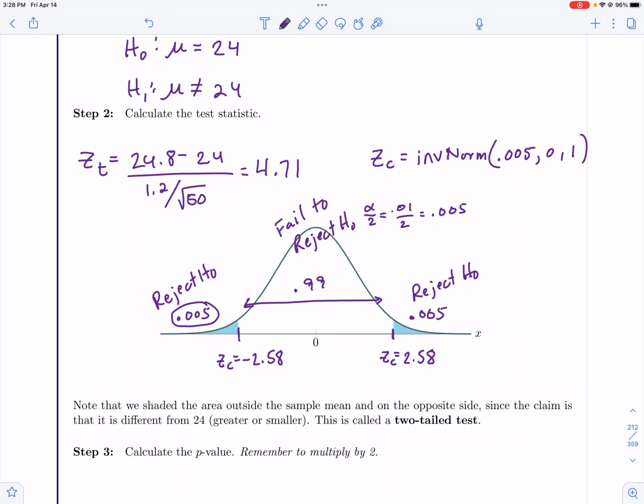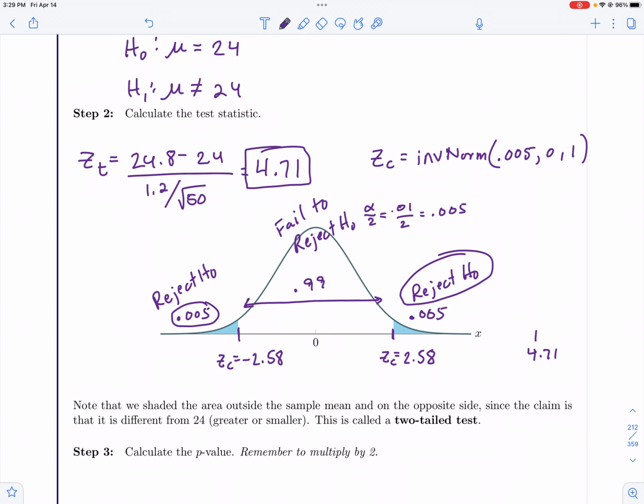So now we want to see, where does this 4.71 fall in relationship to these z comparison scores? So does it fall in the white, or does it fall in one of the blue regions? And so 4.71, if we were to graph it, it's probably going to be way up here on the right. So it definitely falls into this upper blue region. So based on the test statistic, it looks like we're going to reject H naught for this one.